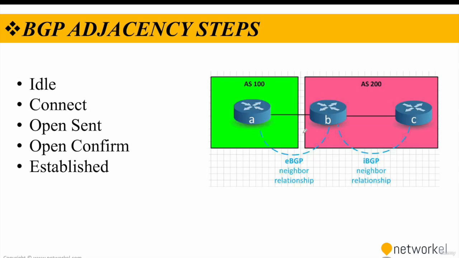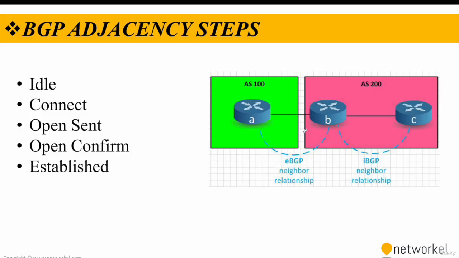During the BGP session establishment, we have mainly five steps. The first step is idle. That is the initial state before any BGP session attempts. Here the router is not actively trying to establish a connection. In the connect state, the router is attempting to establish a TCP connection with its BGP peer, and if it is successful, it will transition to the open sent state.